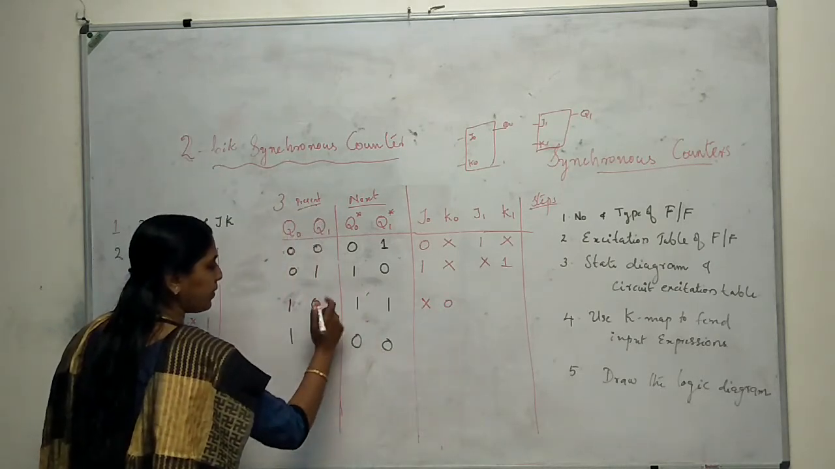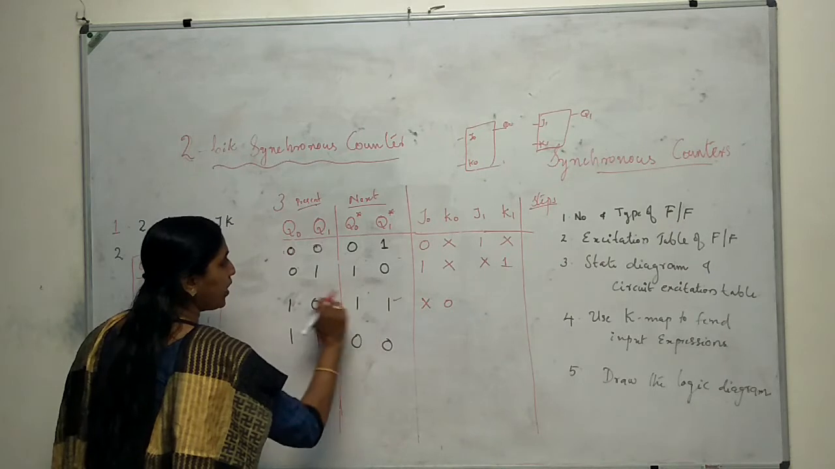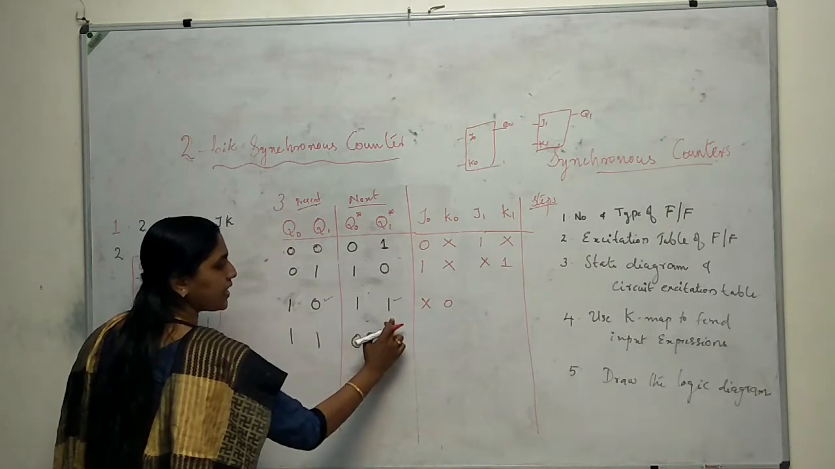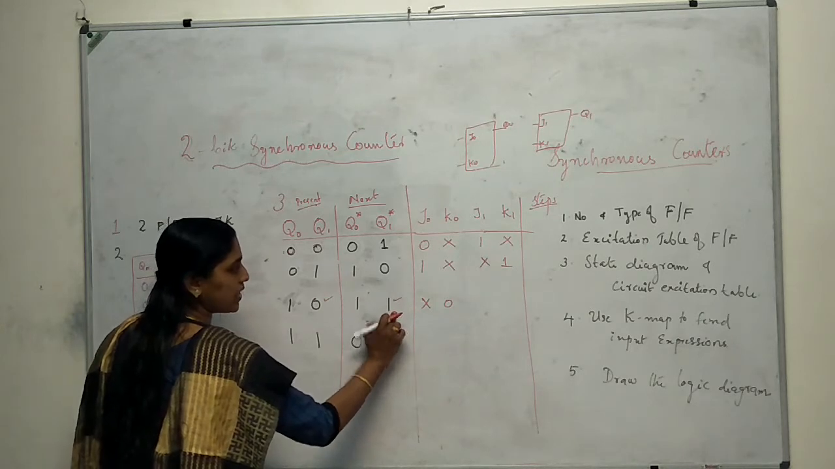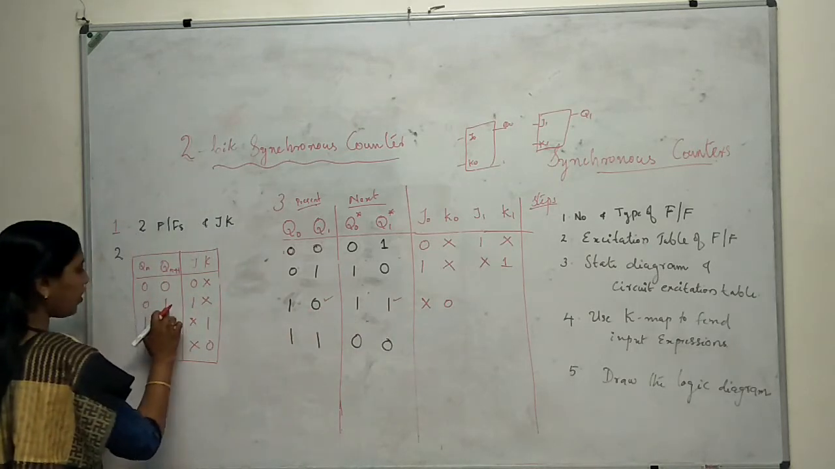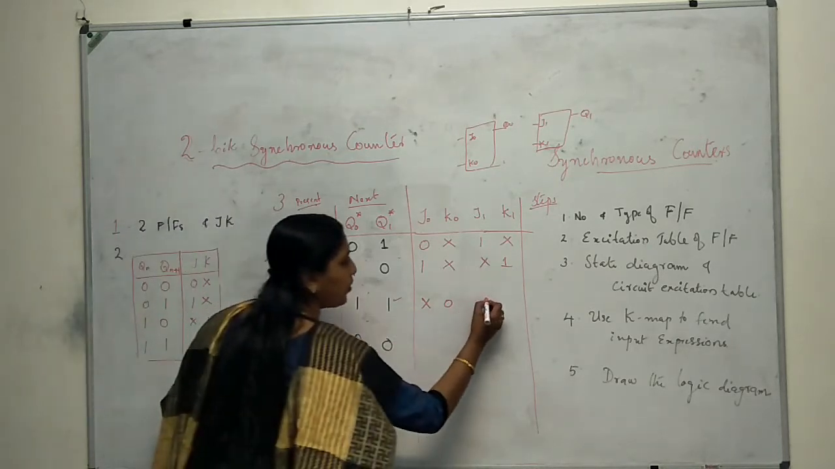Then take the next input, 0 and 1. Q1 is 1 and Q1 star is 1. So the current state is Q0, Q1 and the next state is Q1 star. So 0, 1. If it is 0, 1, it is 1x. So I'll put 1x here.